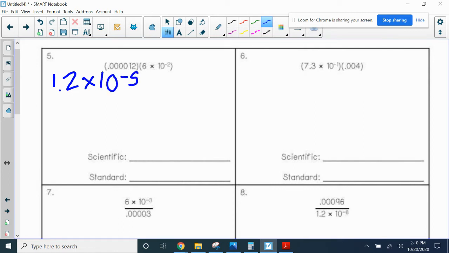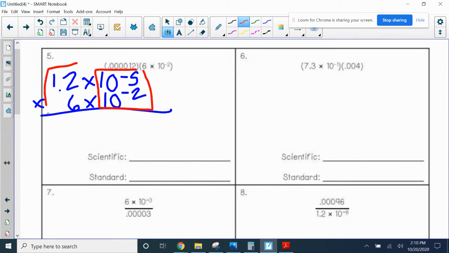And we're going to line it up with 6 times 10 to the negative 2. We are multiplying those. So let's box up our tens. Let's box up our decimals. Again, bring down our times with our tens. When we're multiplying, keep the base. Add the exponents. You have two negatives.